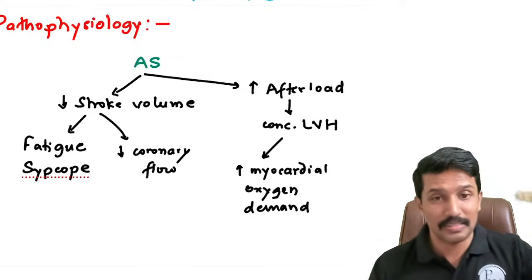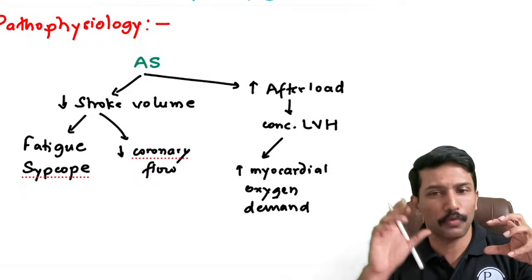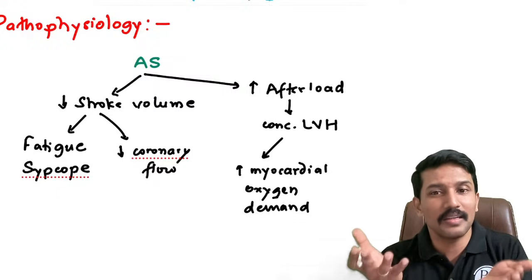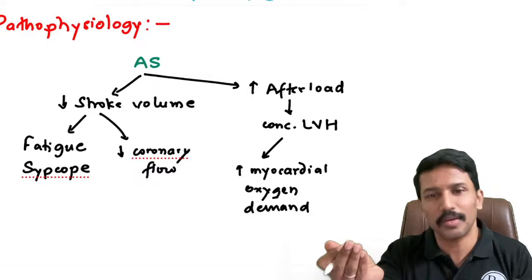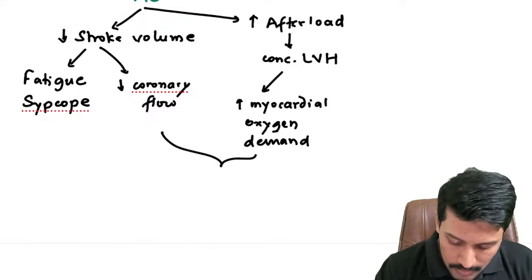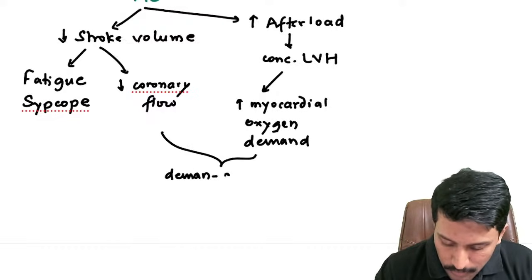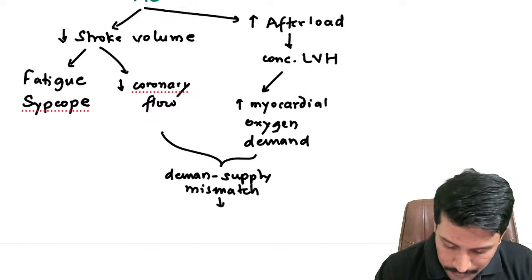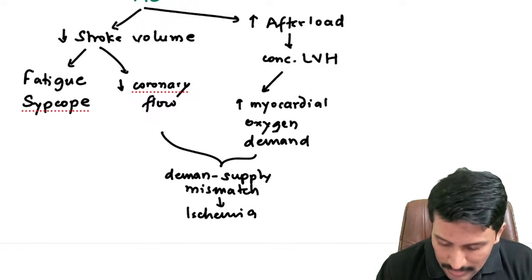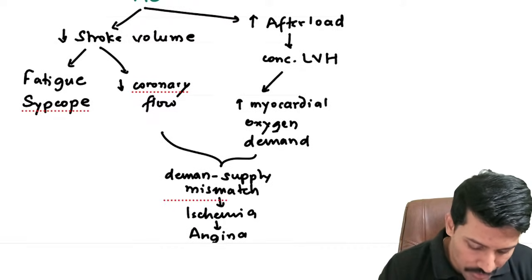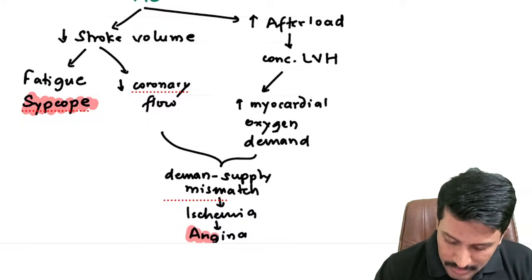So on one side, there is less blood supply to the blood vessels because of low stroke volume. And on the other side, the heart's muscle wants more blood supply. So there is a clear mismatch between the demand of the myocardium and what coronaries are able to provide. There is a demand supply mismatch. And what symptom we can expect because of this? Yes, the muscle will suffer through ischemia. And what is the symptom of ischemia? Chest pain, which is called angina. So angina is one more symptom that we can expect because of the aortic stenosis. So syncope is one, angina is another.